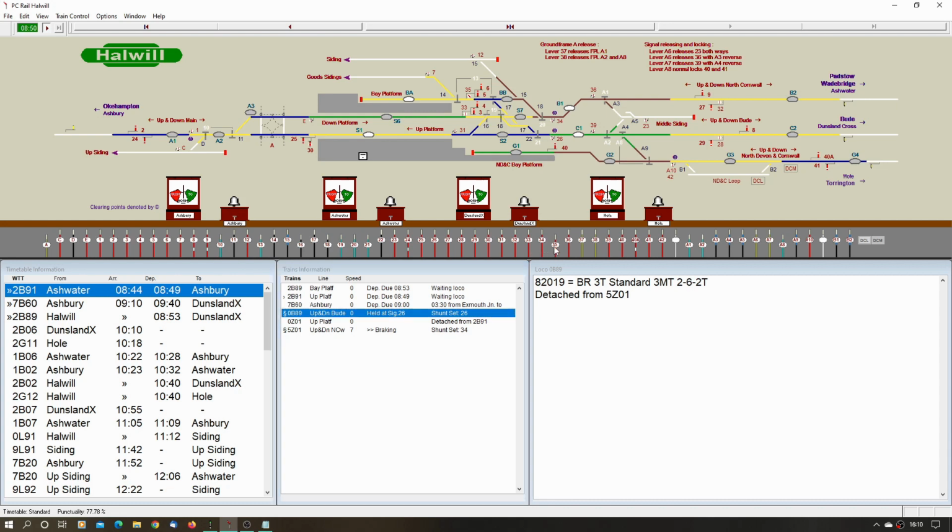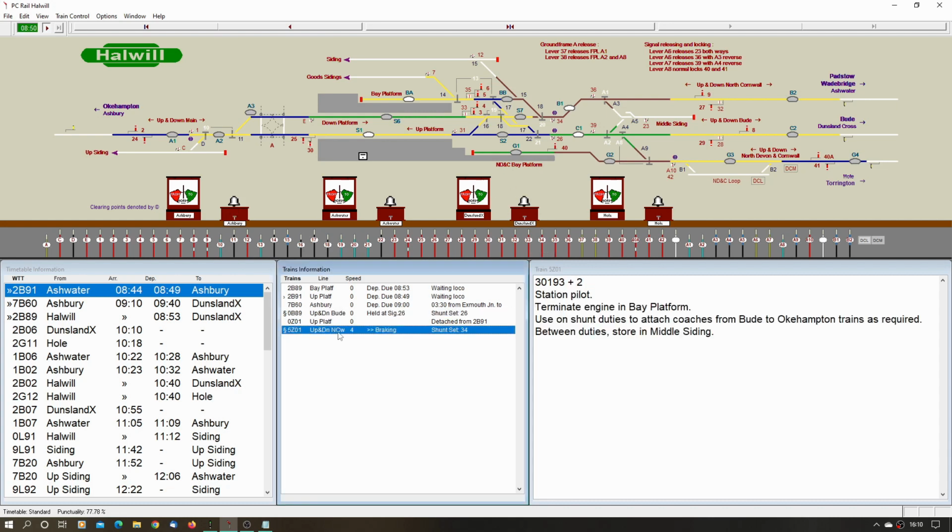35 can go back. He's slowing down, so again we can put all these points back. So I'm going to unlock everything, whether I need to or not. It just seems the sensible thing to do. 18. Oh, I forgot 18.